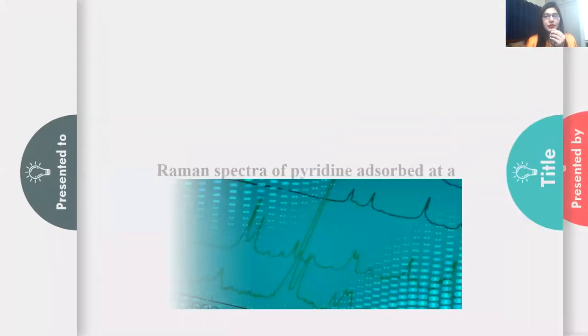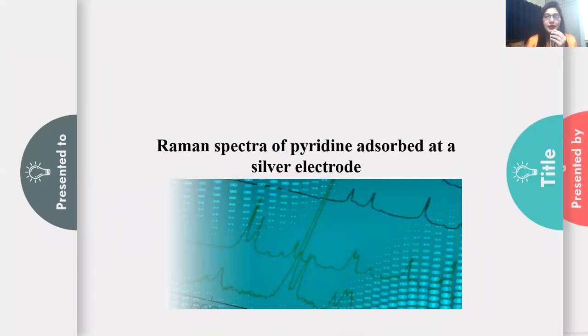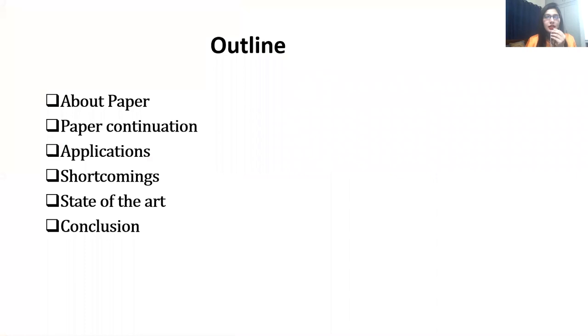The paper that I'm going to review is Raman Spectra of Pyridine Adsorbed at a Silver Electrode. Before going to start, here is a short overview of my presentation. Firstly, I will talk about the paper and then we'll go towards paper continuation. I will talk about modern day applications of Raman spectroscopy to highlight its importance. Then we will discuss some limitations and disadvantages of Raman spectroscopy technology. After that, I will discuss the state-of-the-art approaches for Raman spectroscopy. Lastly, I will conclude this presentation for Raman spectroscopy.